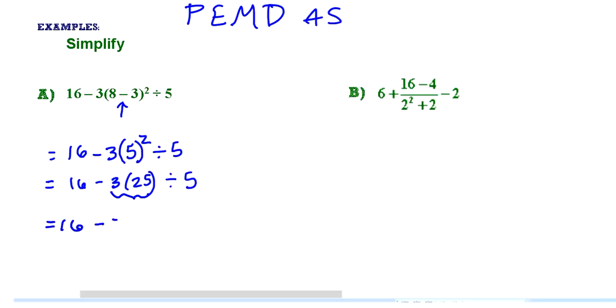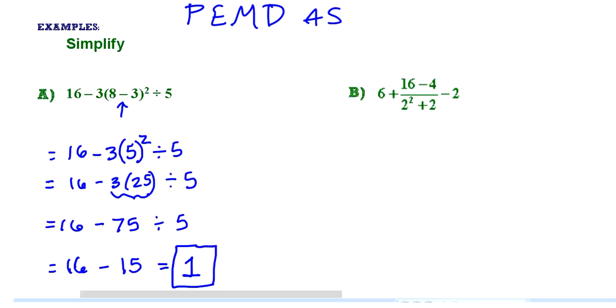So we'll have negative 75, and then divided by 5. If I have to choose between the subtraction and the division, I'm going to choose division. Okay, so 16 minus, and 75 divided by 5 is what? It's 15, right? And then, of course, finally, 16 minus 15 is 1. So here is our answer for A.